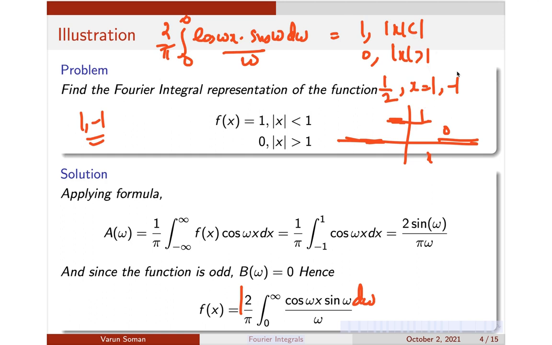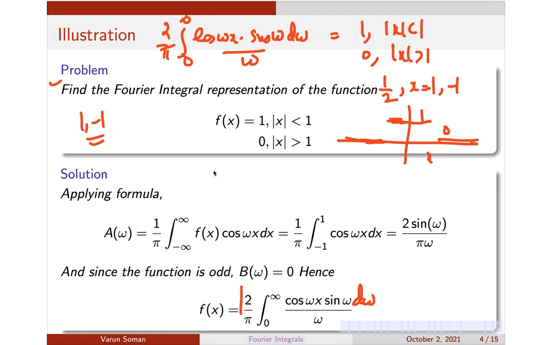Okay, so instead of directly asking you to find the Fourier integral representation, they can ask you, show that 2 by pi into the integral of cos omega x sin omega by omega d omega is equal to this. They can ask you like that also. Or I can just modify this question again.